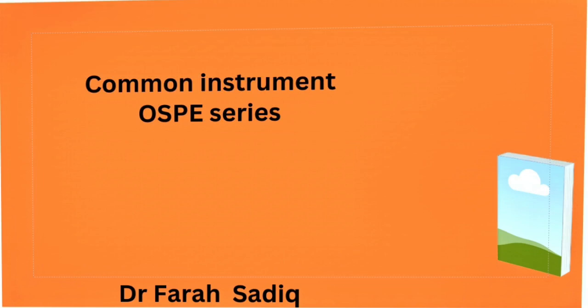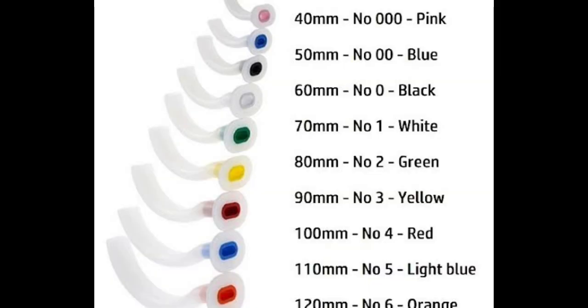Hello students, today I am going to start a new series, instruments in OSPE series. This is the airway and you can see different sizes of airways. The smallest is pink and largest is orange in color.